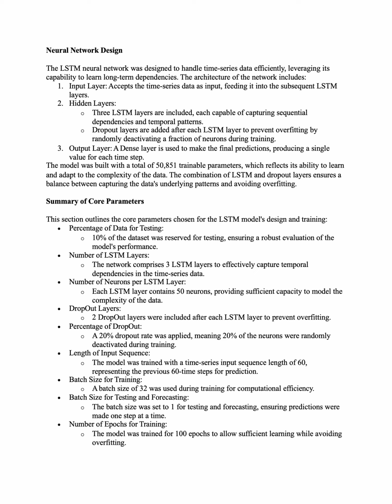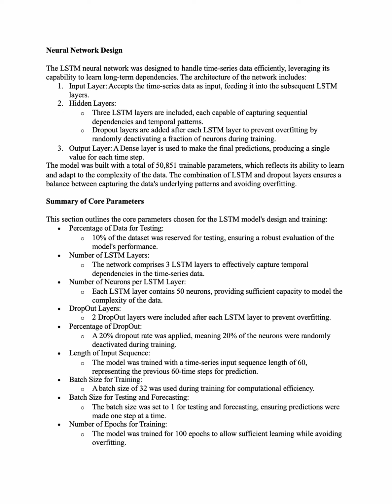Dropout layers are added after each LSTM layer to prevent overfitting by randomly deactivating a fraction of neurons during training. Output layer: a dense layer is used to make the final predictions, producing a single value for each time step. The model was built with a total of 50,851 trainable parameters, which reflects its ability to learn and adapt to the complexity of the data. The combination of LSTM and dropout layers ensures a balance between capturing the data's underlying patterns and avoiding overfitting.